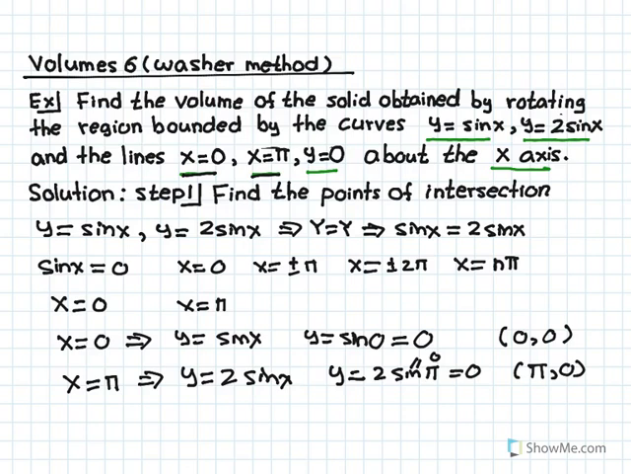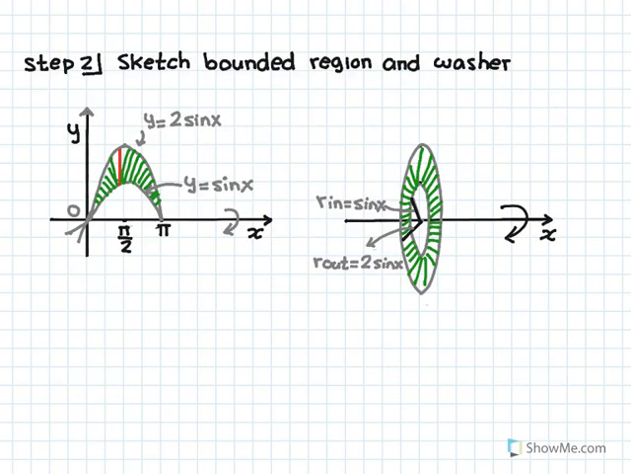All right, now that we have the intersection points, let's sketch the bounded region and the typical washer. So when you're drawing y equals sine x, this is just a regular sine graph, and y equals 2 sine x has twice the amplitude, but goes through the same x-intercepts. The most important part is defining the inner radius and outer radius, and this is a source of a very common mistake when students are writing a quiz or an exam. So it's very important that you get the right radii when you're doing this type of question.